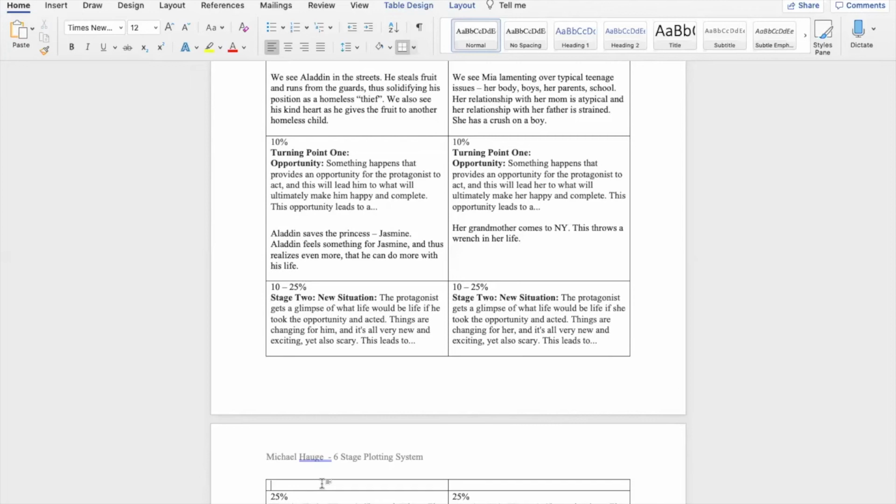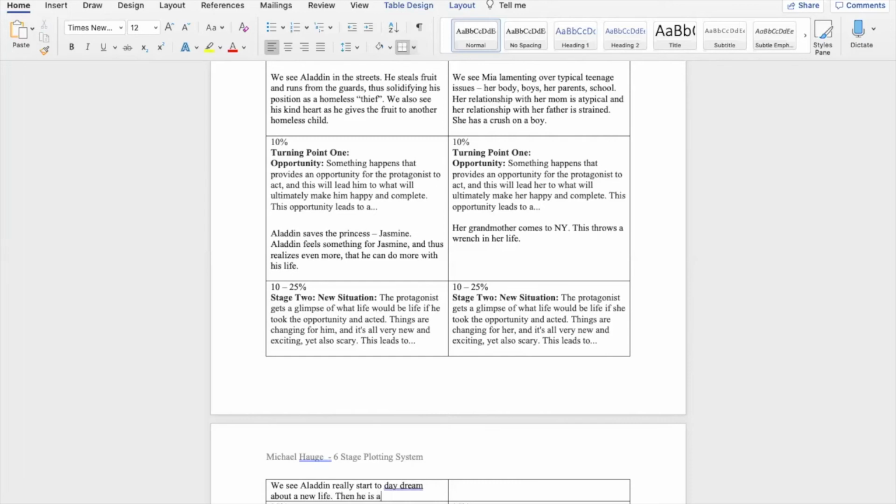Okay, so the next 10 to 25%. Aladdin, and again, Aladdin is definitely a little more straightforward. So the next 10 to 25% in Aladdin, right? We see Aladdin really start to daydream about a new life.